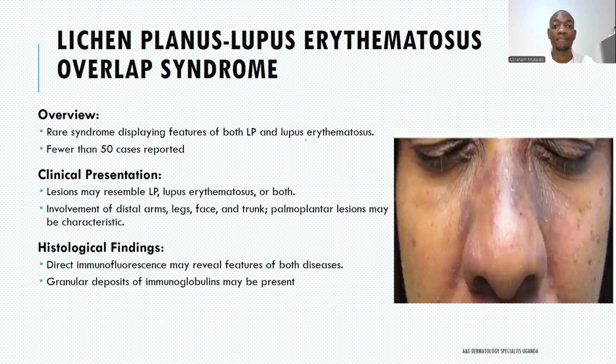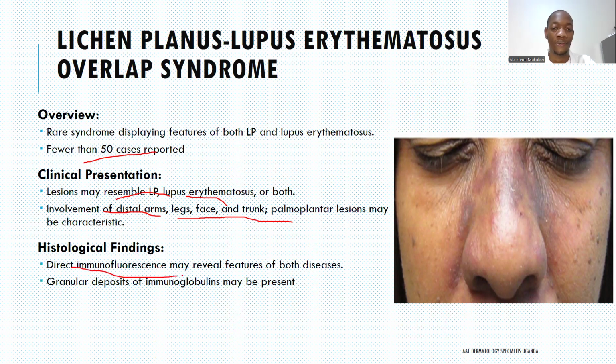Then we can have lichen planus overlapping with lupus erythematosus. In this case, it's a little bit rare, but it has been reported in about 50 cases. In the presentation, you'll have a picture of lichen planus and also a picture of lupus, or both. It can affect the arms, the legs, the face, the trunk, and also the palmoplantar surfaces.